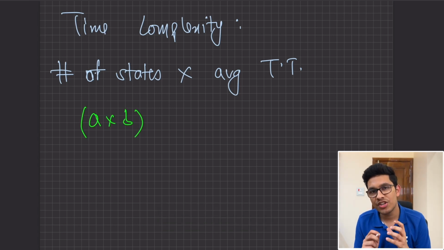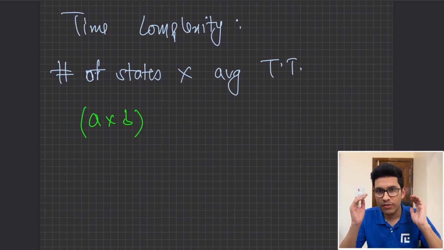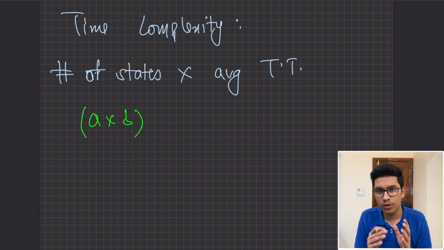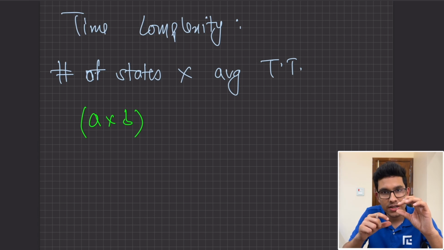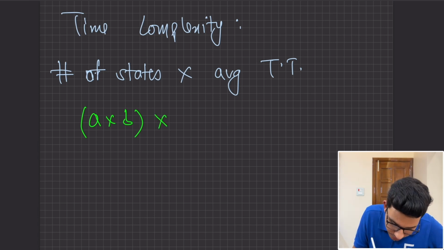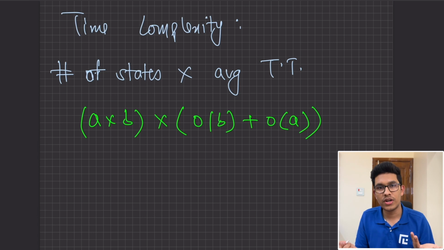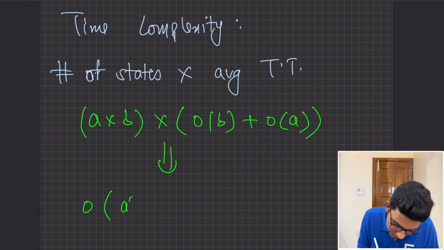Okay, what is the average transition time? If you have an A cross B rectangle, you're going to try out all the possible vertical cuts. How many vertical cuts are there? There are basically B minus 1 vertical cuts, or order of B vertical cuts. And you're also going to try out all the horizontal cuts. So can I say the total transition is simply going to be the number of vertical cuts plus the number of horizontal cuts? So this is going to be order of B, which is the number of vertical cuts, plus order of A, which is the number of horizontal cuts. So this essentially comes out to be something like order of A square B plus A B square.